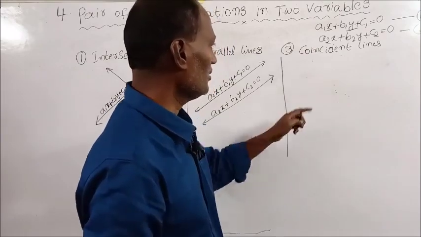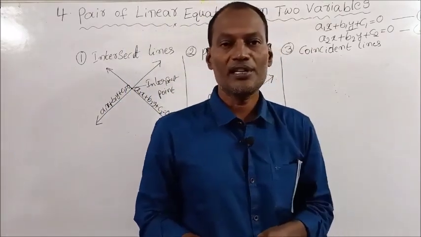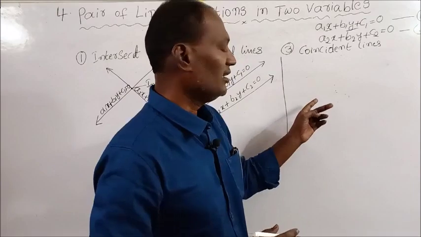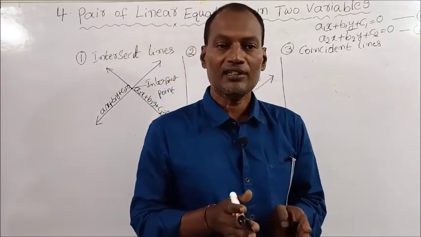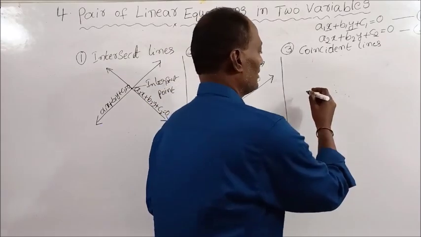The third one is coincident lines. Coincident lines means both linear equations are on the same line, like this.